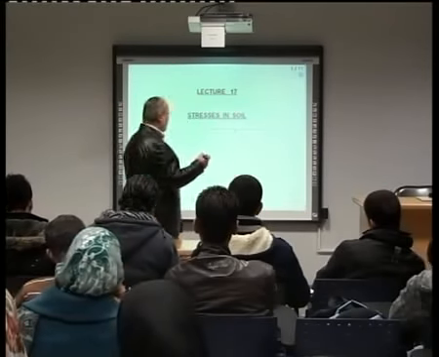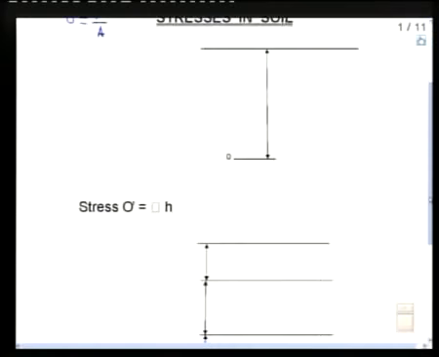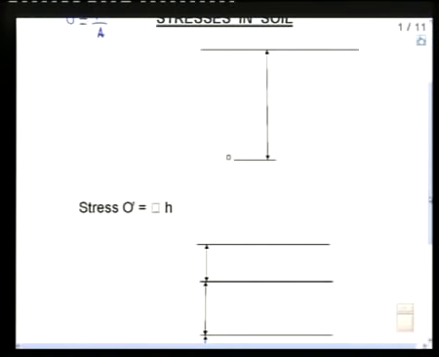ستريس نرمز له ستريس سيجما، رايت؟ شو بيساوي الستريس عادة؟ بيساوي P على A، يعني load over area of application, right? Good. So if we have, for example, soil like this is a soil layer which has gamma unit weight, okay? At depth equals to H, point A, okay?